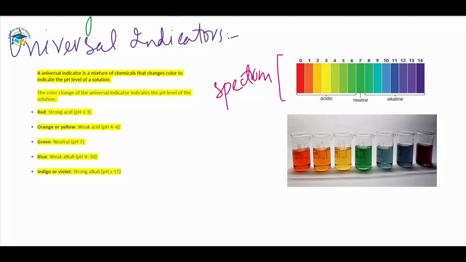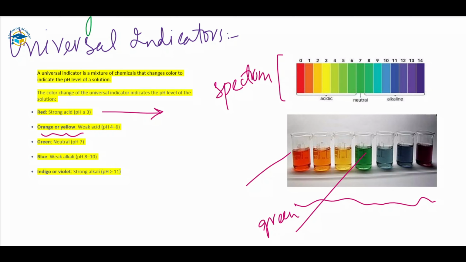So when we use the universal indicator paper, the solutions of different acids produce different colors depending upon the acidity, and the solution of the same acid with different concentrations will also give different colors, as you can see here. If we have a much stronger acid, with a pH like 1 or pH 2, then it gives a red color, and if it's a weak acid, then it gives yellow or orange, and if it's a neutral solution, which is the center one, it gives the green color, and blue is the weak alkali, and indigo or violet or dark purple indicates the strong alkali.